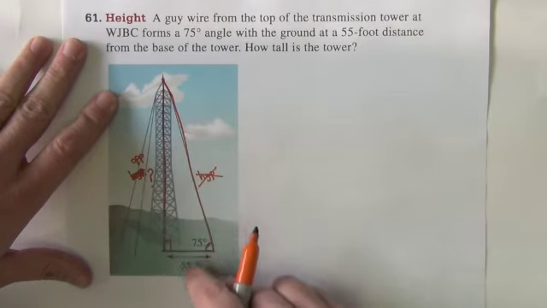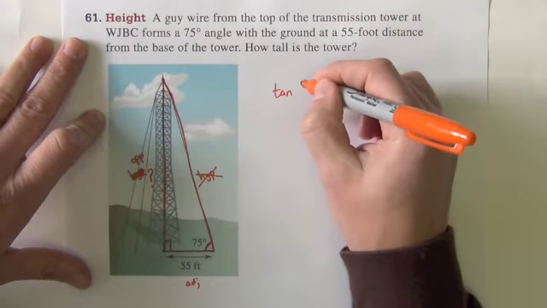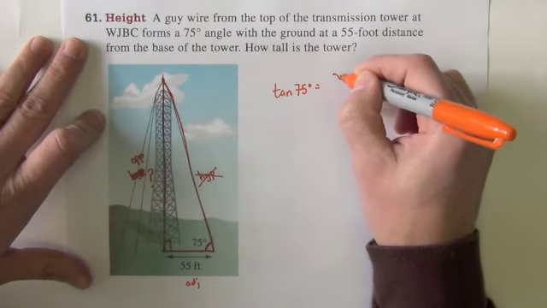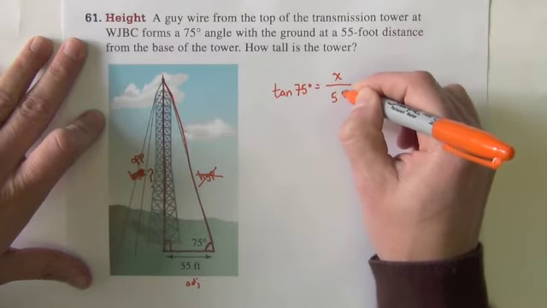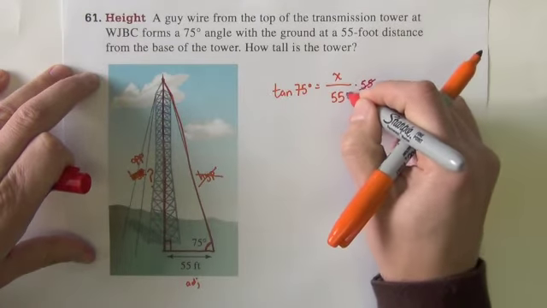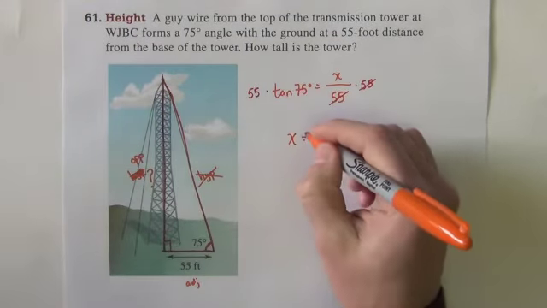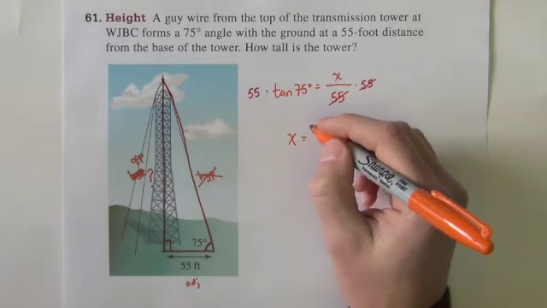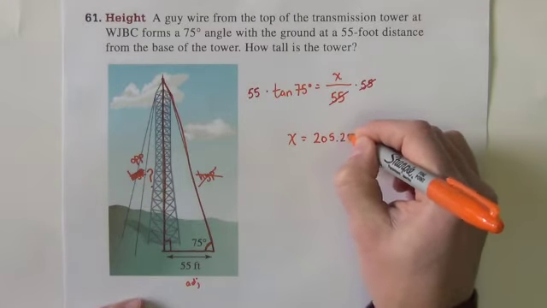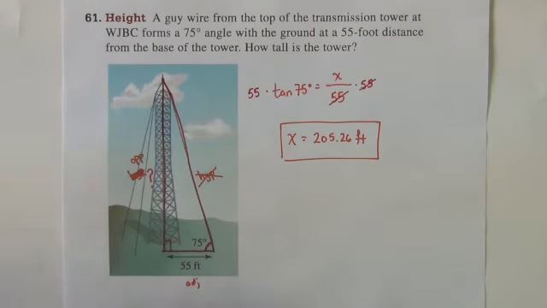So opposite and adjacent. Which trig function uses opposite and adjacent? And the answer would be tangent. So tangent of 75 degrees equals the opposite length, which I don't know, call it x, over the adjacent 55. Solve this equation by multiplying both sides by 55. So on the calculator, we're going to do 55 times the tangent of 75 degrees. I get 205.26. The units are feet. And that's the height of the tower. And we've got it.